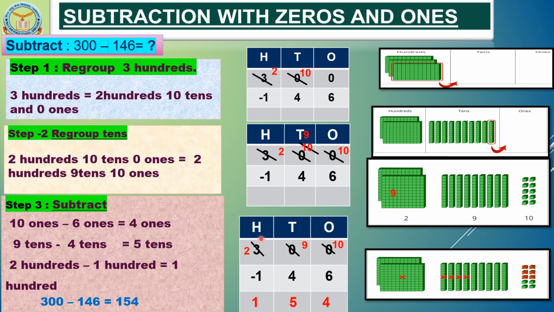And then move to the hundred place. In hundred place, 100 is less than 200. So we can subtract 100 from 200. So 200 minus 100 is equal to 100. So write 1 in the hundreds place. Hence 300 minus 146, the difference will be 154. In this way we can subtract with 0 and 1.